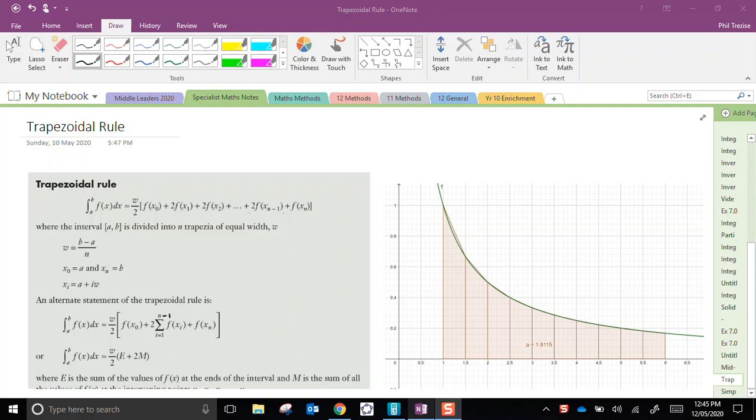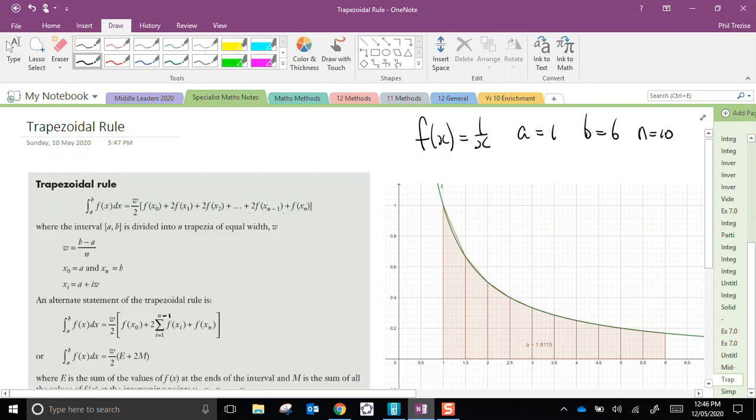Once again, I'm using as my example my function of x is 1 over x, a lovely straightforward function. I have a lower limit a, which is 1, and upper limit b, which is 6, so x equals 1 to 6. And again, I am using 10 small, I won't say rectangles this time, trapezoidal shapes.